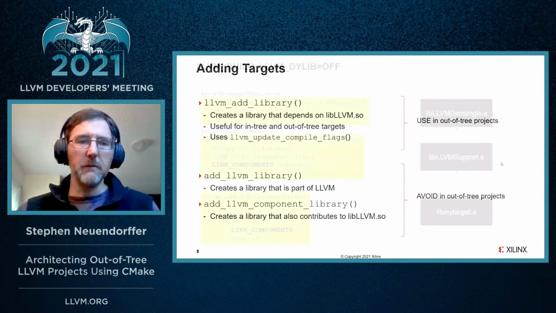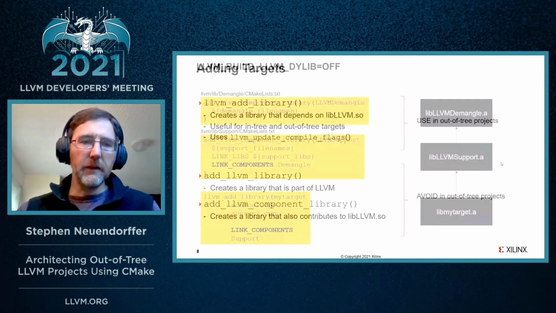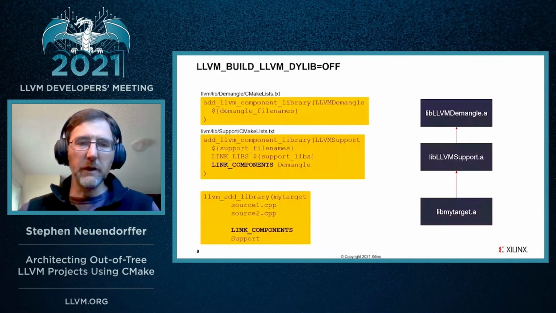So to look at this in a little bit more detail, here's an example of some CMake that comes out of the LLVM tree to define two component libraries, LLVMDemangle and LLVMSupport. And in this case, it turns out that LLVMSupport actually depends on LLVMDemangle, and so it has a line that includes LINK_COMPONENTS with Demangle. It's the name of the library just without the LLVM prefix. We can imagine an out-of-tree project that also defines its own library with some source code. And here, this library is going to depend on LLVMSupport, so it also has a LINK_COMPONENTS line.